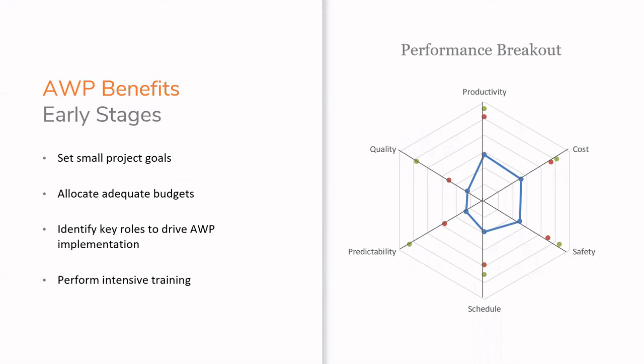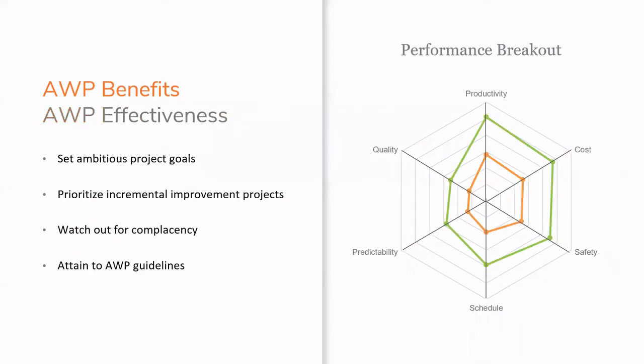We're establishing how we're going to do AWP, but it's probably project by project. Next slide, Steve. When we get to effectiveness, we've now started to really understand AWP. We're setting some more ambitious goals for ourselves. We're looking to make further improvements. We're really coming up with good guidelines.